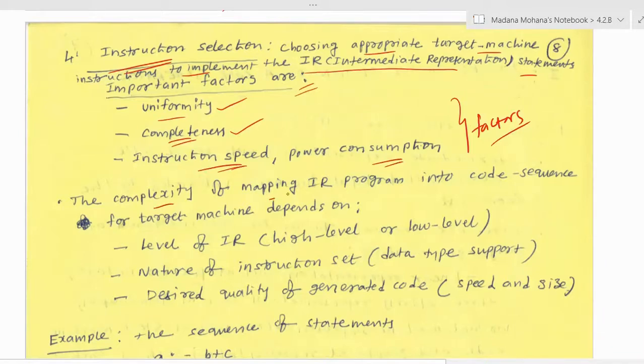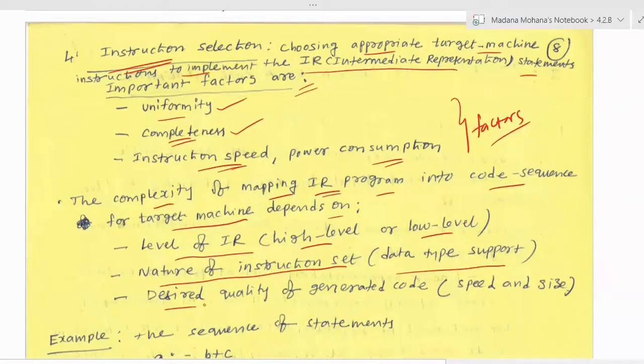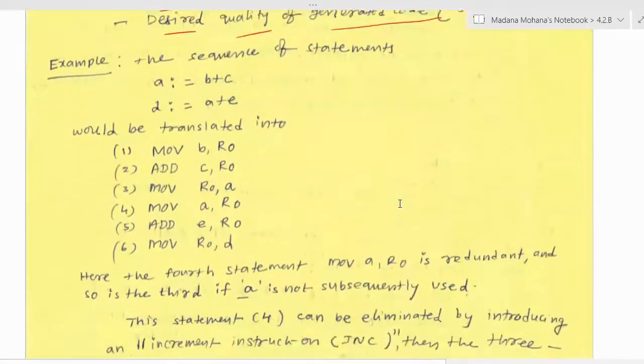Here the complexity of mapping the intermediate representation program into a code sequence for the target machine depends on the following. First one is the level of intermediate representation, which is high level to low level. Then the nature of the instruction set, that is data type support. Then the desired quality of generated code, which depends on speed and size. So these are the various factors on which the complexity depends. Let us consider one example here.